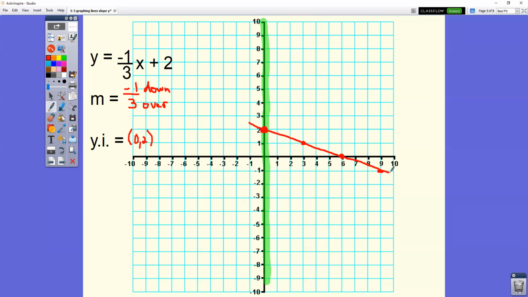Connect our dots. It should always form a straight line. If it doesn't, you did something wrong. Put your arrows on the ends of your line. You have to do that. Otherwise, you'll lose points on your quiz. And you need to label your line.